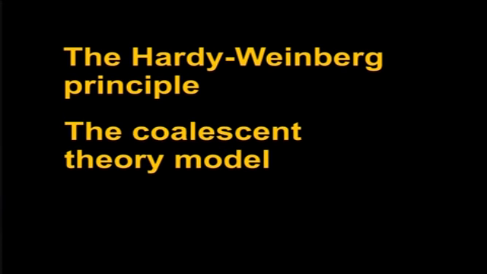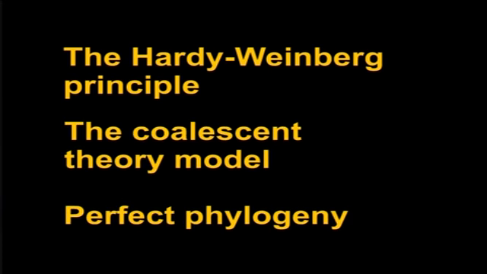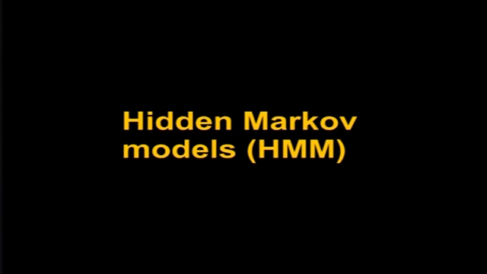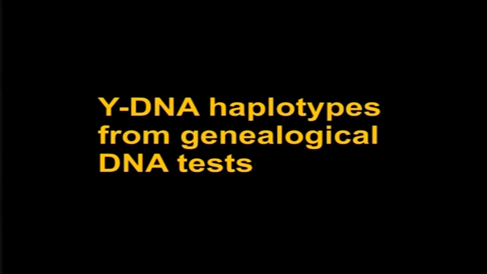Some are based on combinatorial approaches, whereas others use likelihood functions based on different models and assumptions such as Hardy-Weinberg principles, the coalescent theory model, or perfect phylogeny. The parameters in these models are then estimated using algorithms such as the expectation maximization algorithm, Markov chain Monte Carlo, or hidden Markov models.